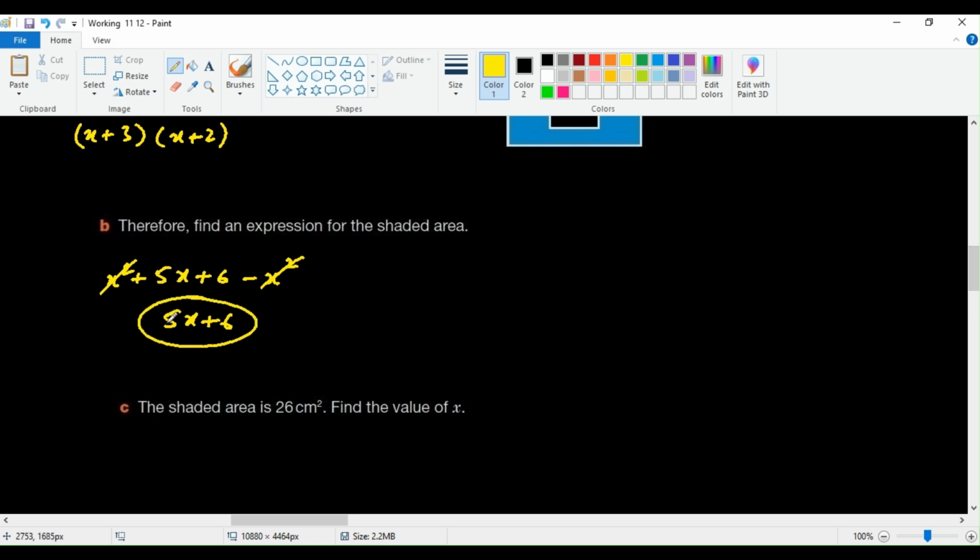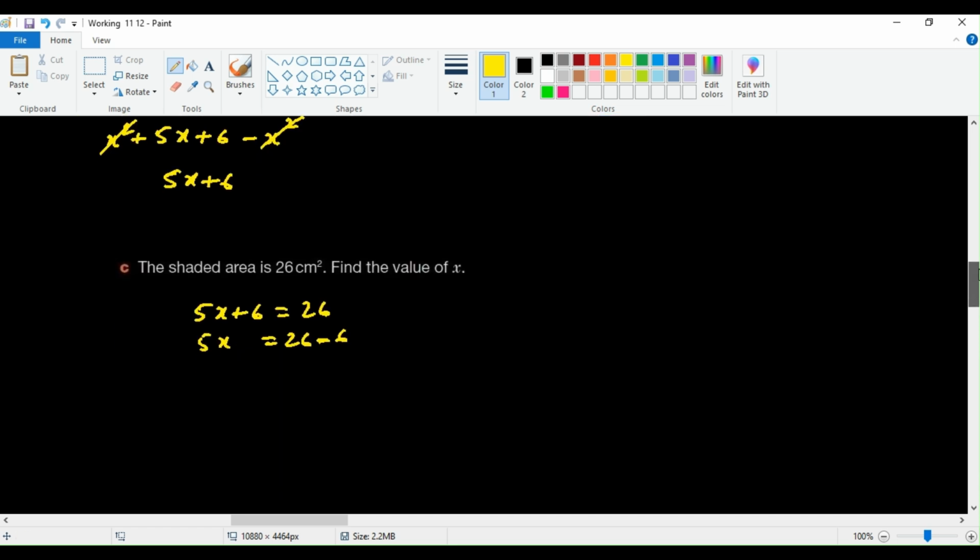Now in part C, it's saying the shaded area is 26. So this is the shaded area, which equals 26. That means 5x plus 6 equals 26. That means 5x equals 26 minus 6, so 5x equals 20. So x will be equal to 4.